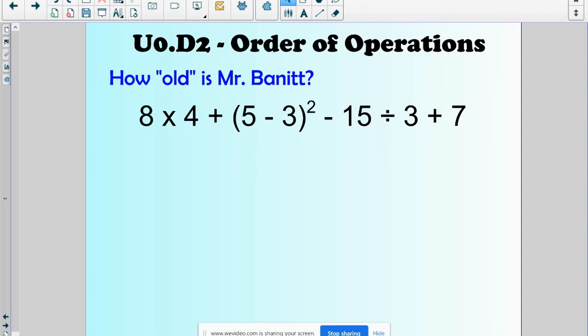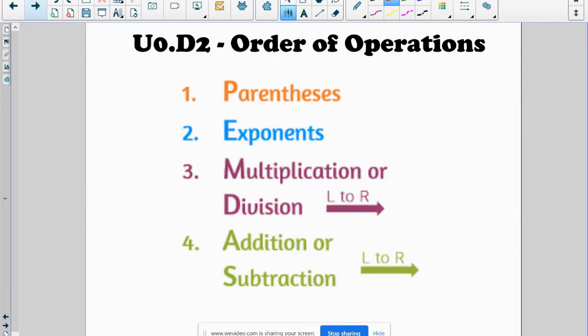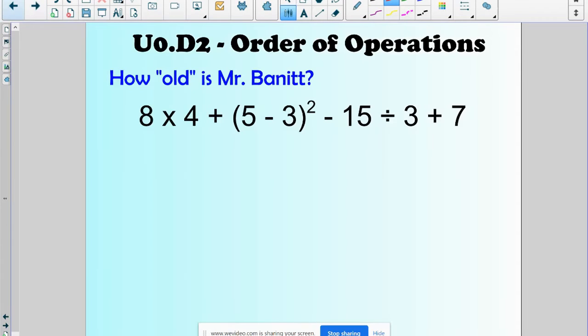All right, hopefully you actually took the time to pause that video. Try it for yourself and let's see how you did. How old am I? Well, the order of operations, as a quick review, is parentheses first, then exponents, then we multiply and divide from left to right, and then we add and subtract from left to right. So if we go back to the problem, how old is Mr. Bannett? The very first thing we want to do is anything inside parentheses or grouping symbols. So we see we have the 5 minus 3 in parentheses, so we're going to start with that. Everything else stays the same.